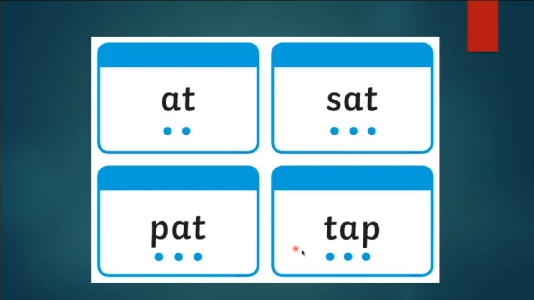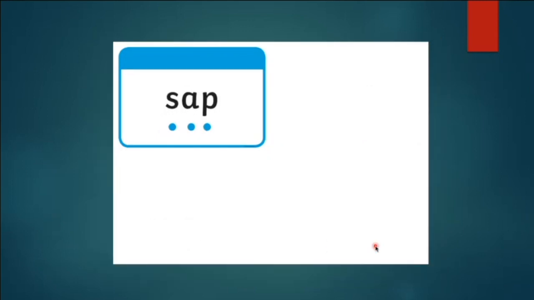Very good. Now let's move on to the next one. Count how many sounds again? 1, 2, 3. This word has 3 sounds. So let's say the first one. T, a, p. Again. T, a, p. Tap. Tap. What's the word, children? You're right, the word is tap. Well done. Now the next one.